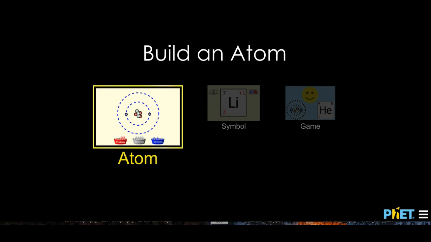and also using it to take that information from the periodic table of elements and use that information to figure out what the structure of an atom is. Then lastly, if you have time, you can play a game. So first of all, when you come to this page, I want you to click Atom and go into the basic atom builder.